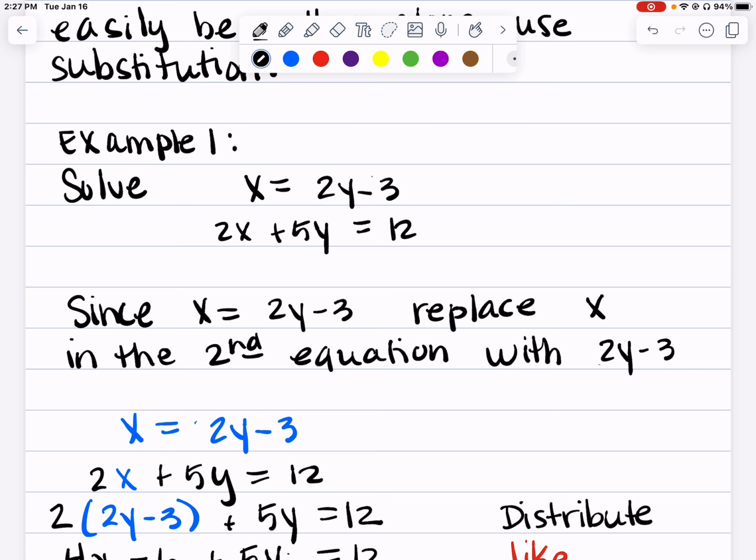Okay? Example, we have x equals 2y minus 3, 2x plus 5y equals 12, okay? We're trying to find x and y that make both equations true. Since x equals 2y minus 3, replace x in the other equation with 2y minus 3, okay? We can do that because x equals 2y minus 3.